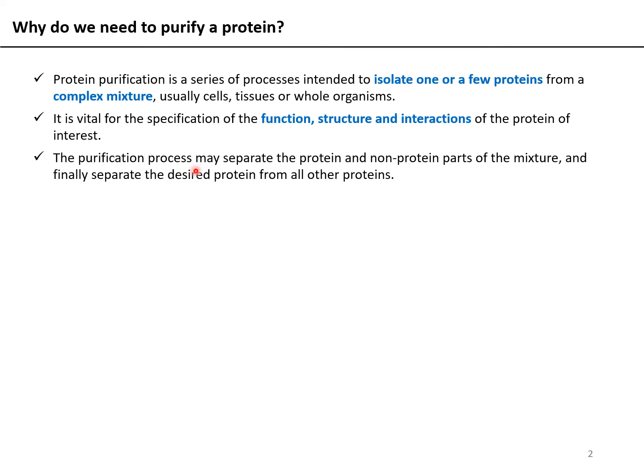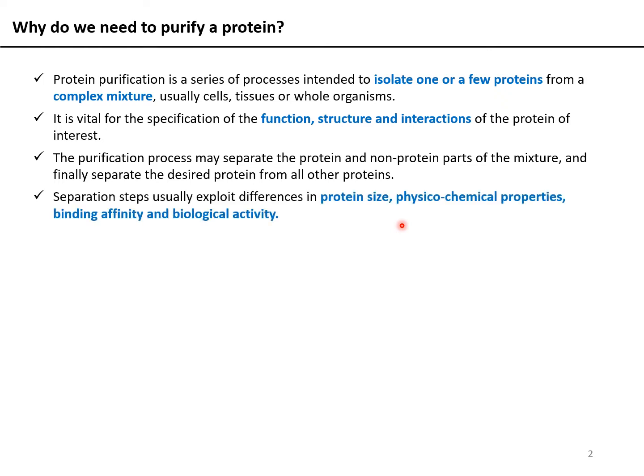The purification process separates the protein and the non-protein parts of the mixture first, because a cell comprises not just proteins but other biomolecules as well. So the first step would be to separate the protein from the non-protein parts, and then finally to separate the desired protein from all of the other proteins. The separation steps employed usually exploit differences in protein size, physicochemical properties, binding affinity, and biological activity.